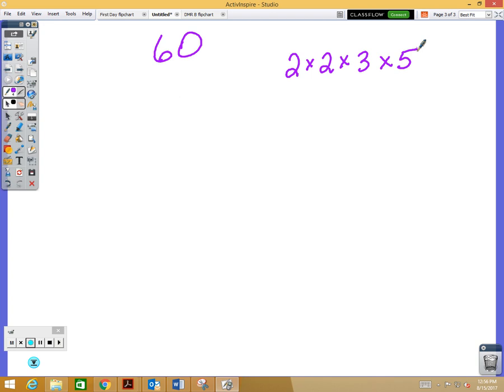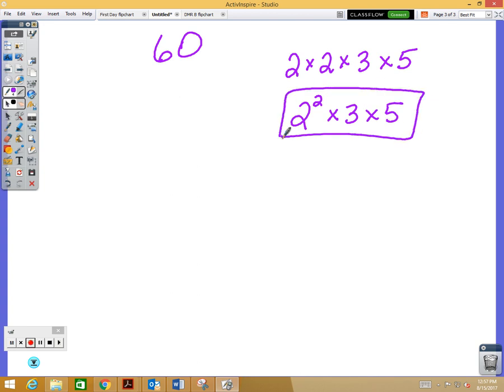If we multiplied these numbers together, what is 2 times 2? What's 4 times 3? What's 12 times 5? 60. Now we would actually write the answer as 2 to the second power times 3 times 5. That is really the way that you write this. So we need to come up with a strategy for being able to turn 60 into that answer that I have boxed in. And what we do to make that is a factor tree. A factor tree.